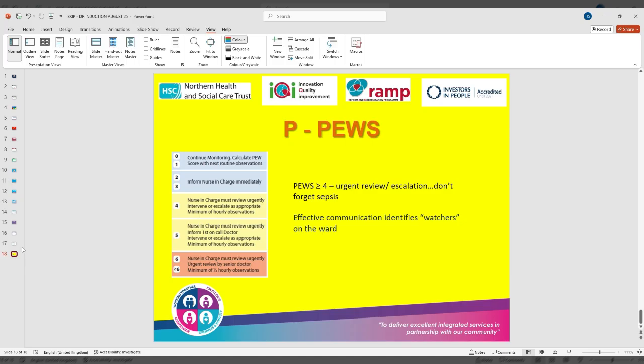Don't forget sepsis. Effective communication will identify the watchers on the ward, but it's important to remember that it's not always the number of the PEWS that is important, but it is the trend that has been displayed throughout that shift and your period of care provision. So remain aware and remain astute and monitor the trends throughout your care.